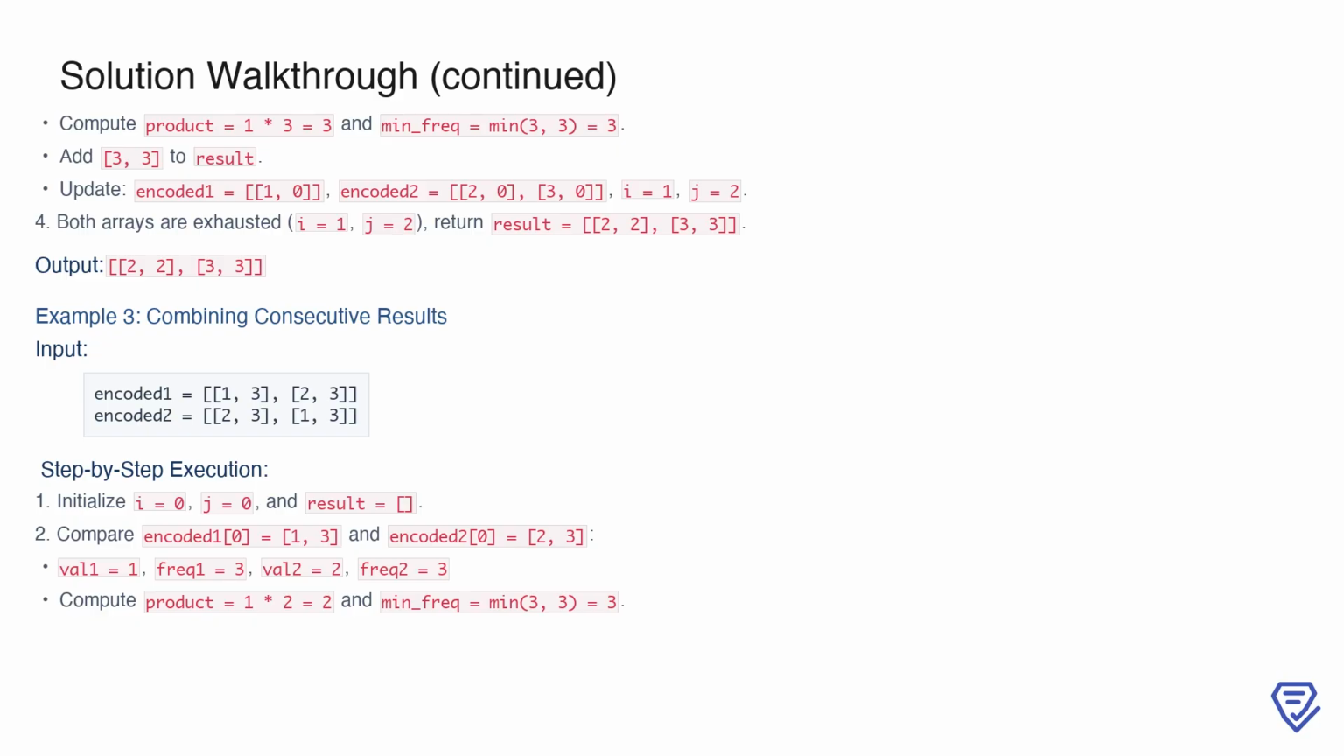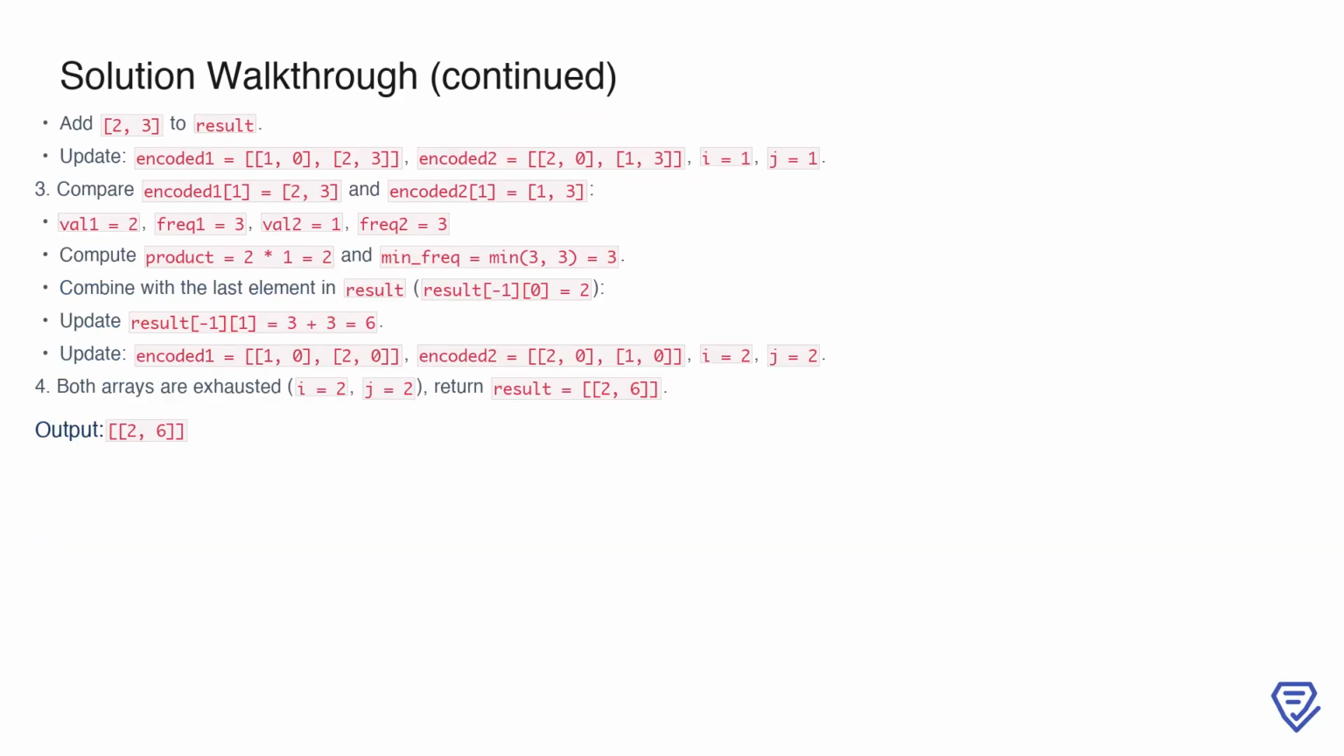Now, let's look at a third example where consecutive results can be combined. Here, the input arrays are encoded1 = [[1, 3], [2, 3]] and encoded2 = [[2, 3], [1, 3]]. We start by initializing i = 0, j = 0, and result = []. The first pair to compare is encoded1[0] = [1, 3] and encoded2[0] = [2, 3]. The product is 1 * 2 = 2, and the minimum frequency is min(3, 3) = 3. The pair [2, 3] is added to the result.